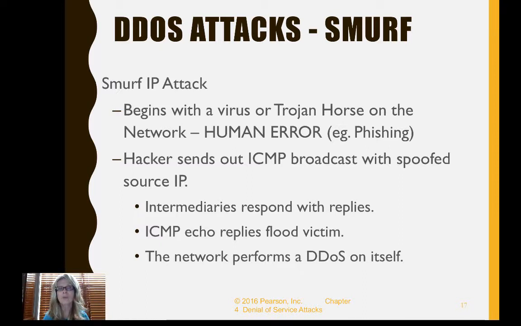And one that is very common is a Smurf attack. The first thing to note is, for a Smurf attack to occur, it has to begin with somebody infiltrating a network, all right? And how do you infiltrate a network? That means some user in the network community has clicked on an email that has a virus or a Trojan horse. Human error is the number one way that we start this process.